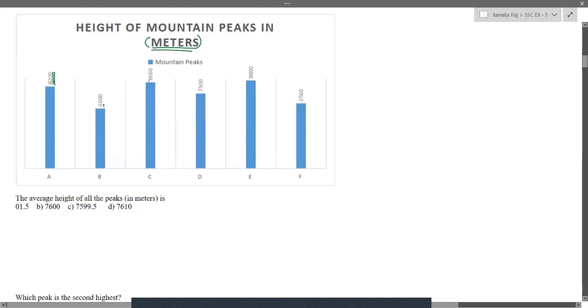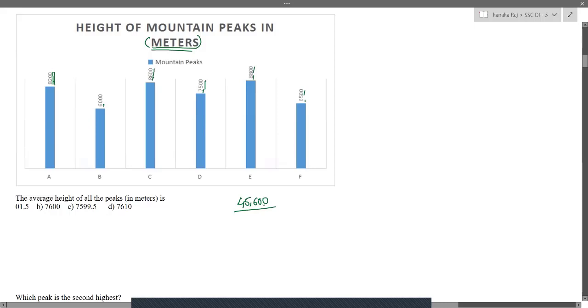8 plus 6 gives me 14,000. 14 plus 8 gives me 22,000. Plus 7 gives me 29,000. Plus 8 gives me 37. Plus 6 gives me 43,000. 43,500 plus 800 gives me 44,300. 44,300 plus 500 gives me 44,800. 45,400, 45,600. So sum of all observations will be 45,600.